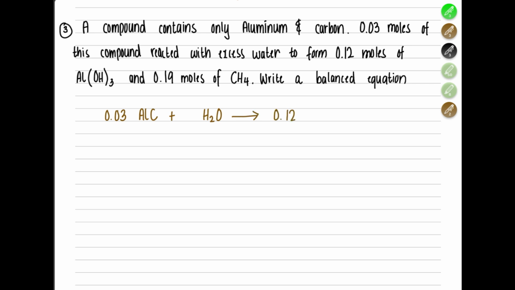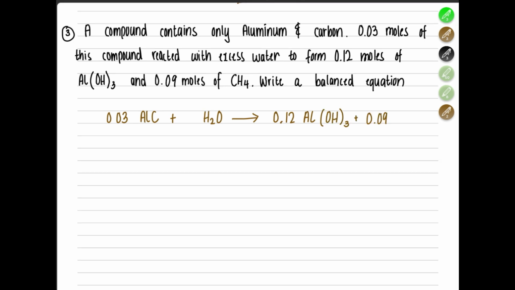0.12 moles of AlOH3, 0.9 moles CH4. So what we do here, we're supposed to divide the products by the smallest number here, 0.03. We get 4.